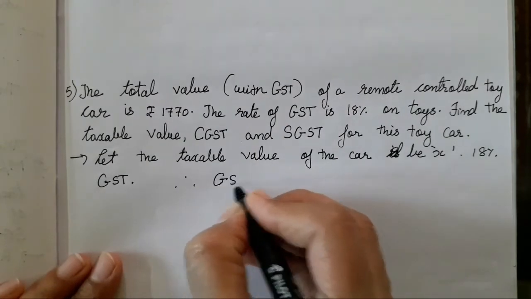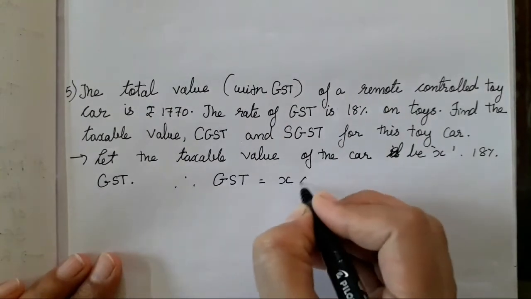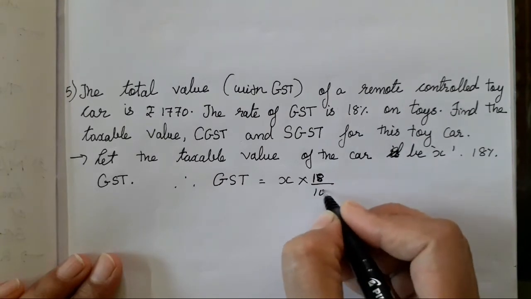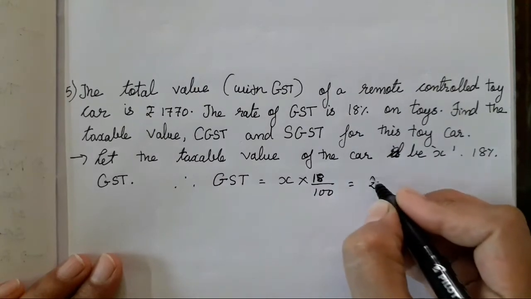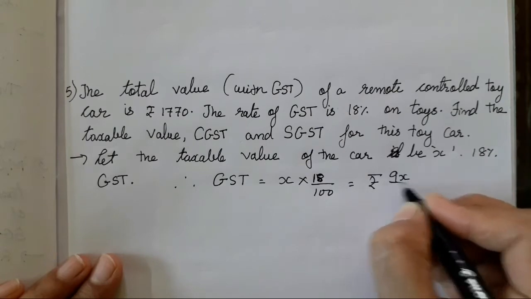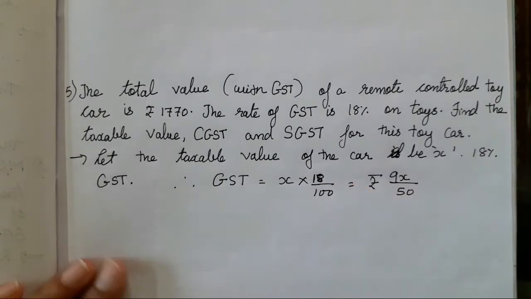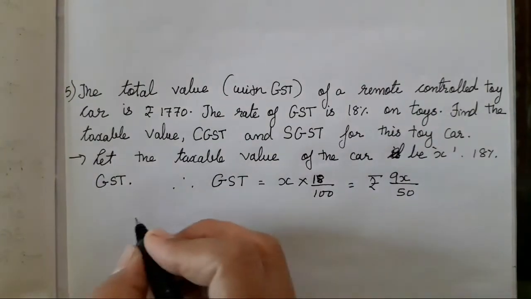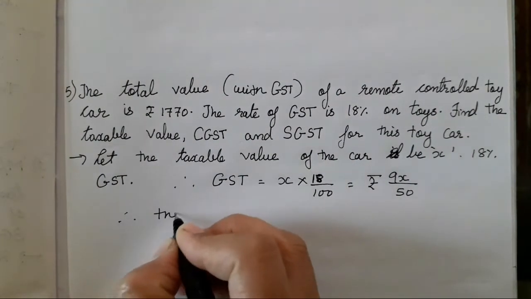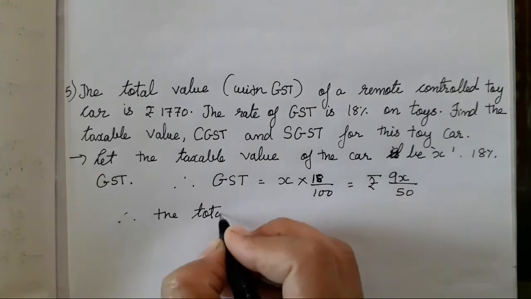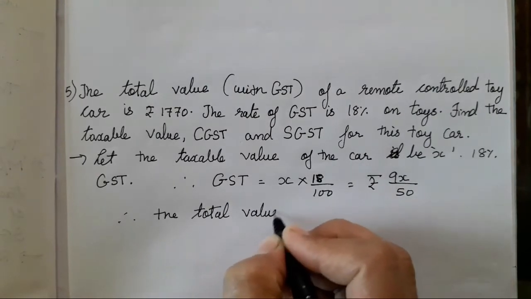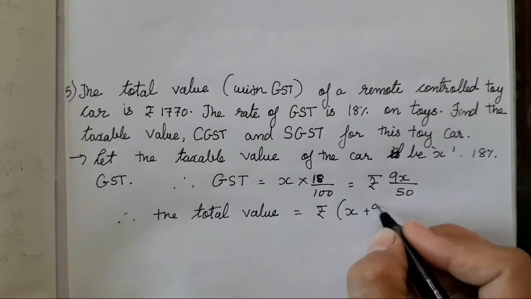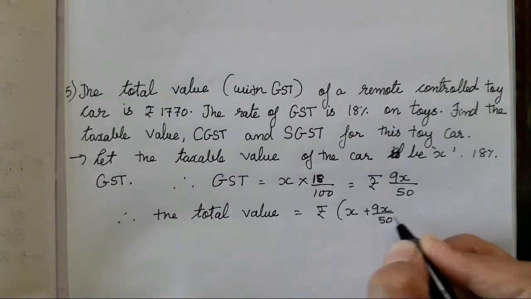Therefore, GST is equal to x into 18 upon 100, which is supposed to be rupees 9x upon 50. Okay, reduce it, you are going to get the answer. Okay, now what is this? This is supposed to be the total value. So the total value is rupees x plus 9x upon 50.